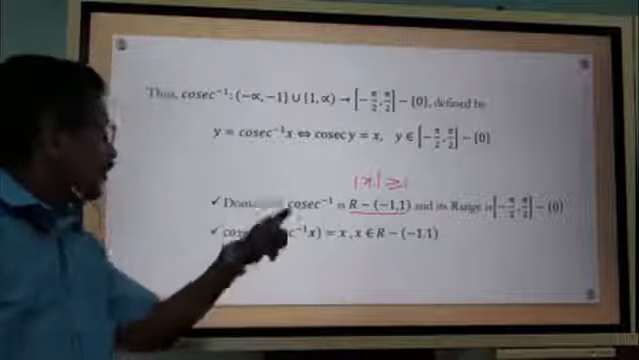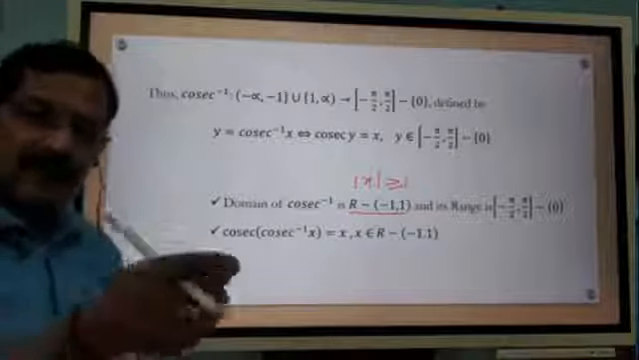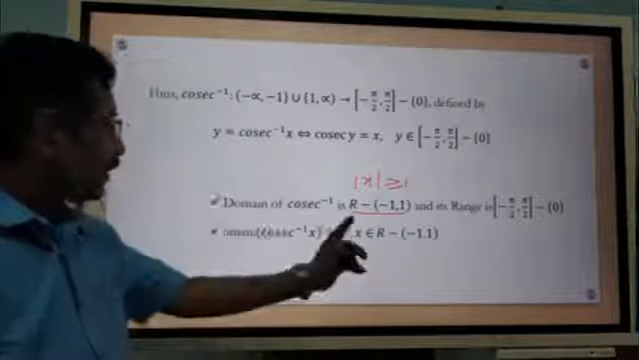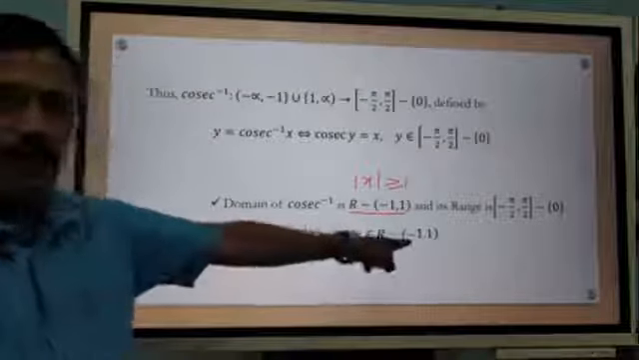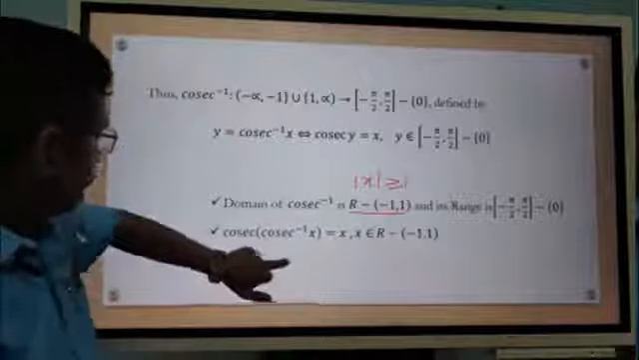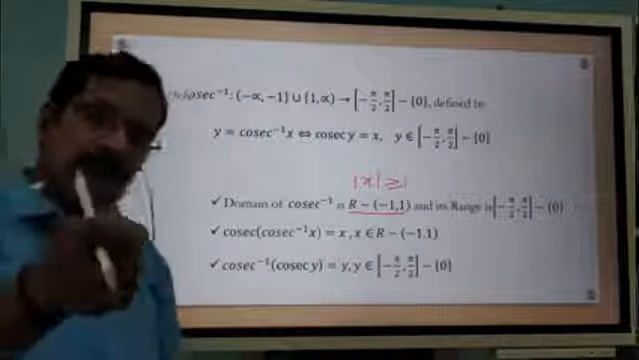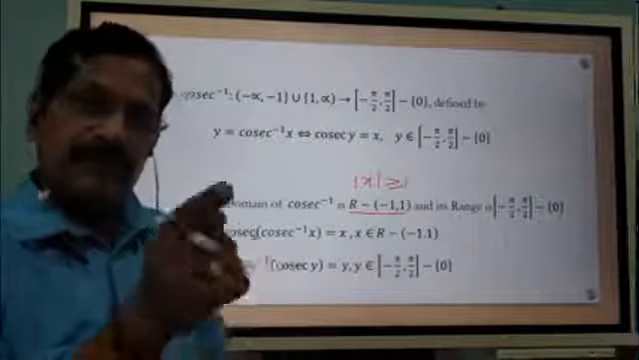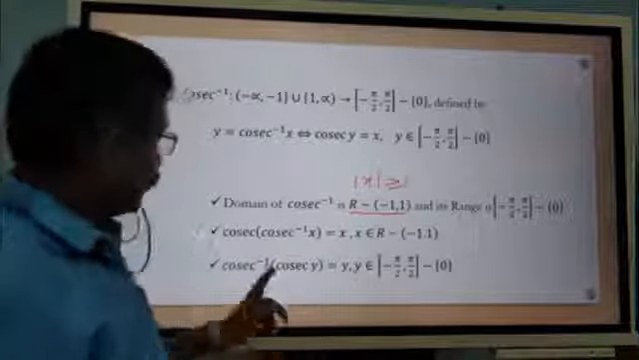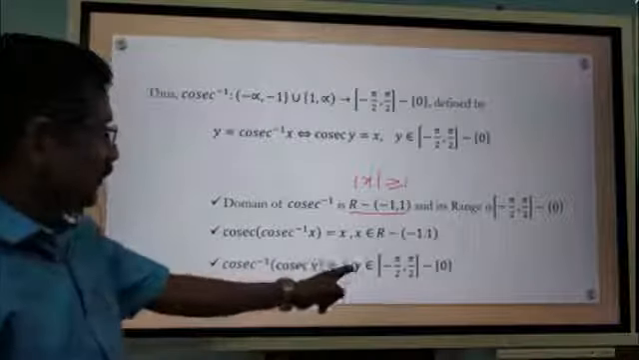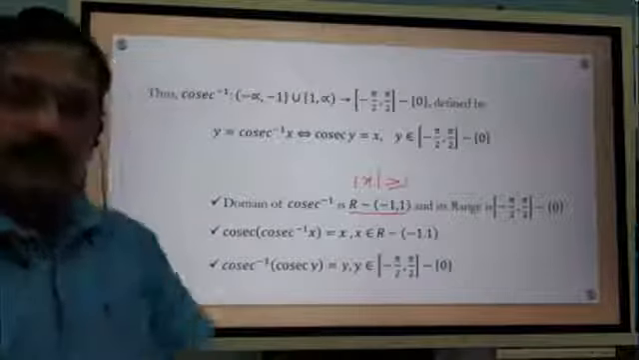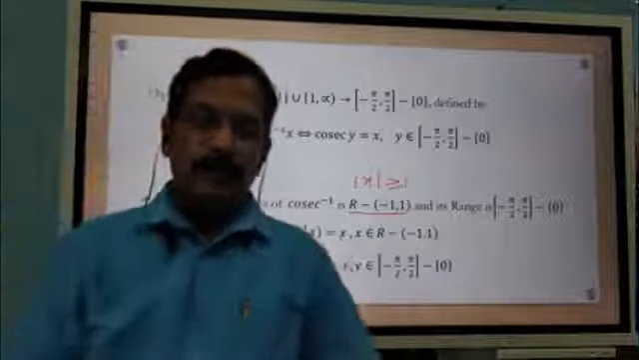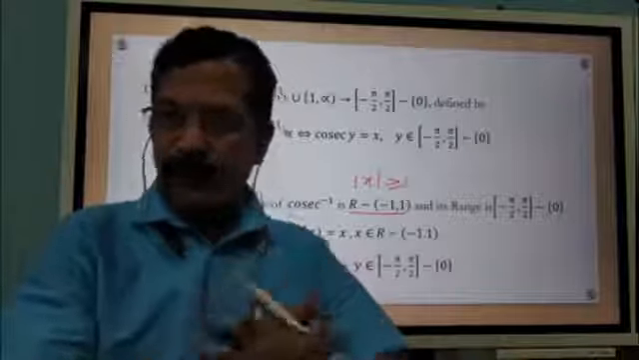Now cosec of cosec inverse x, as with f of f inverse of x, is x only, where x is an element of the domain R minus the open interval (-1, 1). Cosec inverse of cosec y, like f inverse of f of y, is y. So cosec inverse of cosec y is y, where y is an element of [-pi/2, pi/2] minus the singleton {0}. So we have defined cosec inverse also.